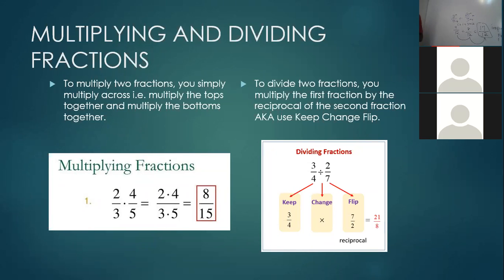When I divide numbers, I do keep, change, flip. So I might say 1/2. I'll keep the first one, change the sign of the second one to multiplication, and then flip the second one. And then it becomes a multiplication problem, which is super duper easy. Go straight across.